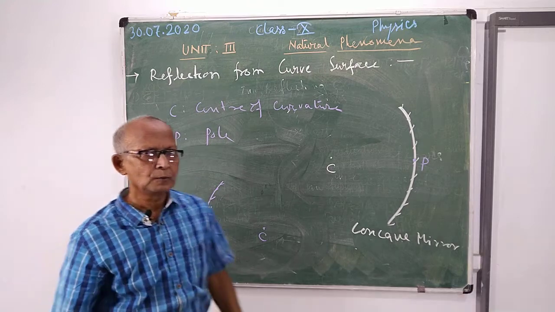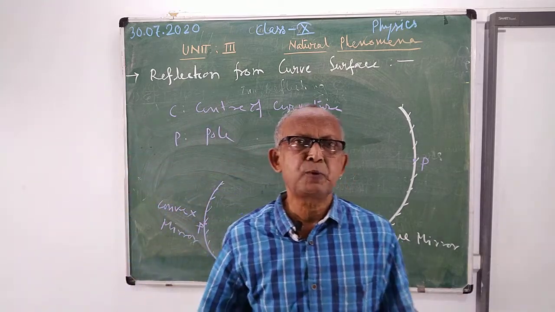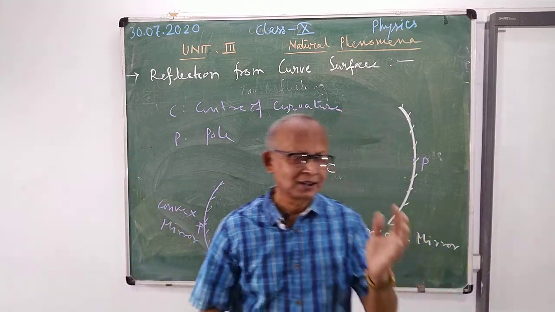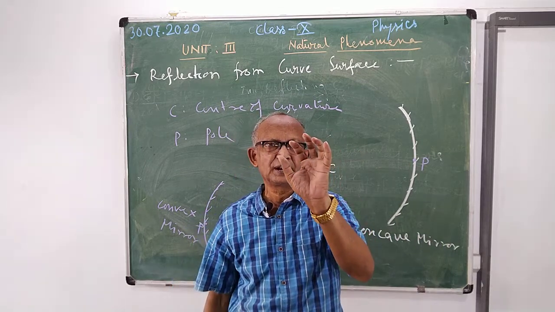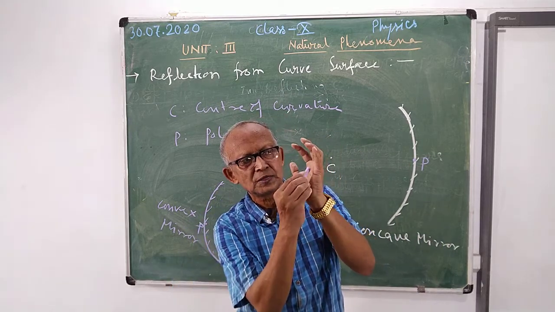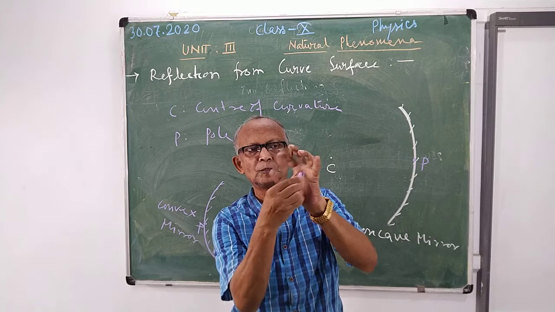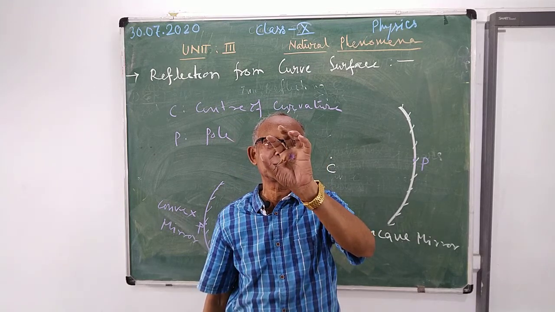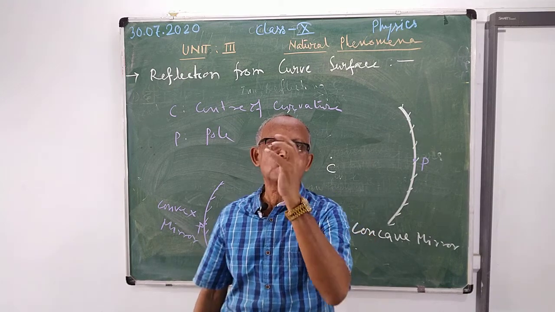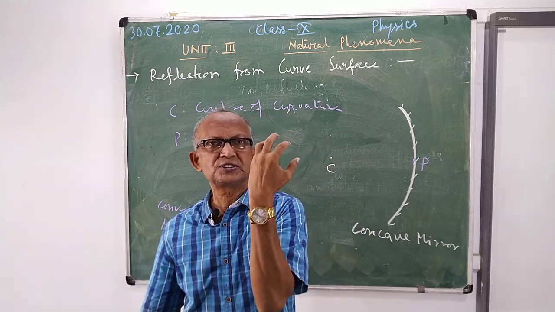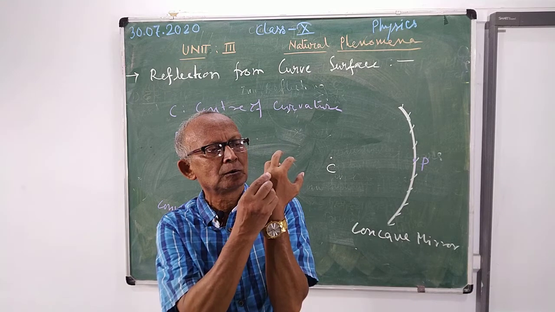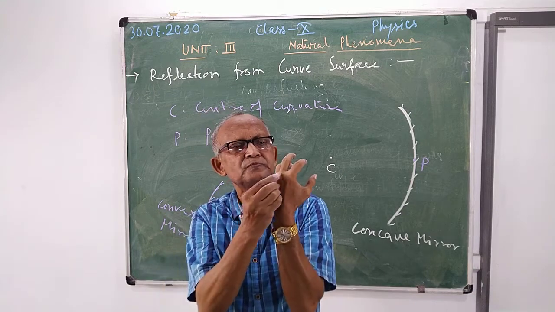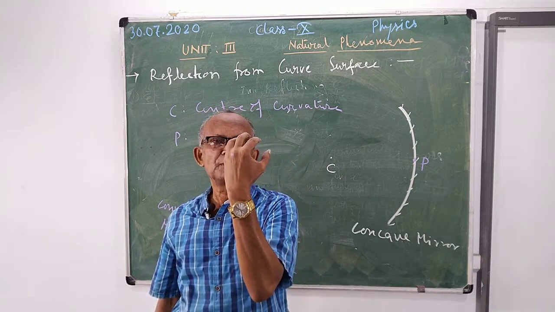Then what is the pole? The pole is the midpoint of the reflecting surface. Like, as you see in the concave mirror, what is its pole? This dot is showing the pole of the concave mirror. What is the pole of the convex mirror? You see, this is the convex mirror, and this is the pole of the convex mirror.